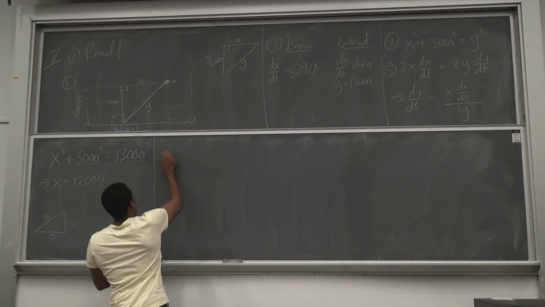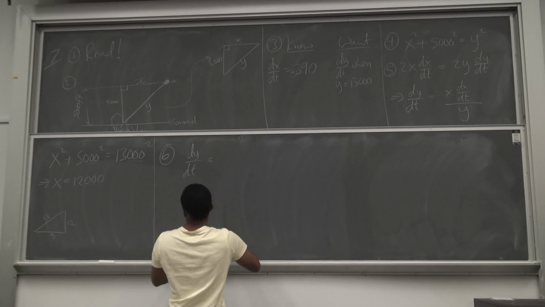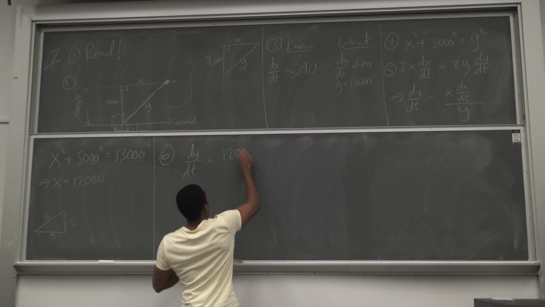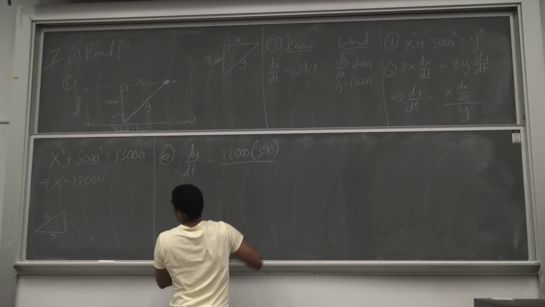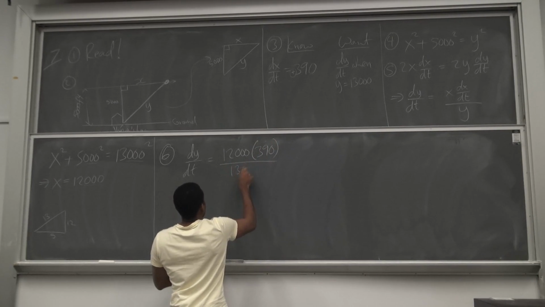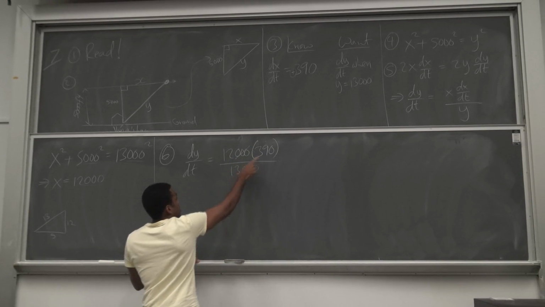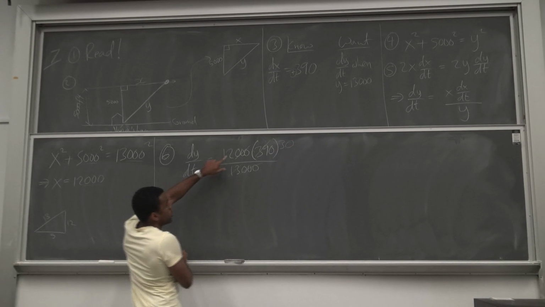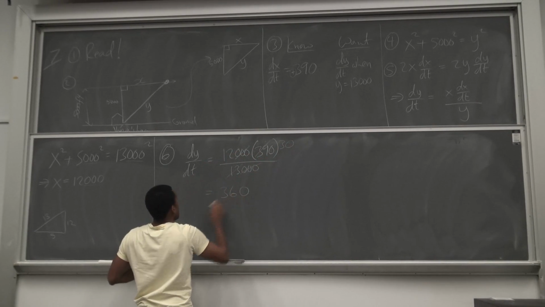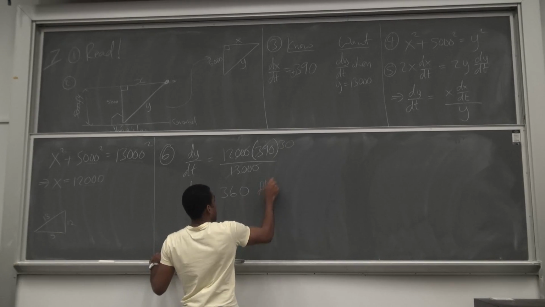So now I can move on to step 6, where I'm going to plug everything in. This means that dy/dt is equal to my x value, 12,000, times dx/dt, 390, divided by my y value, which is 13,000. So 13 goes into 39 actually, so that goes to 30. And so now I have 12 times 30. 12 times 3 is 36, so that gives me 360. That's feet per second.